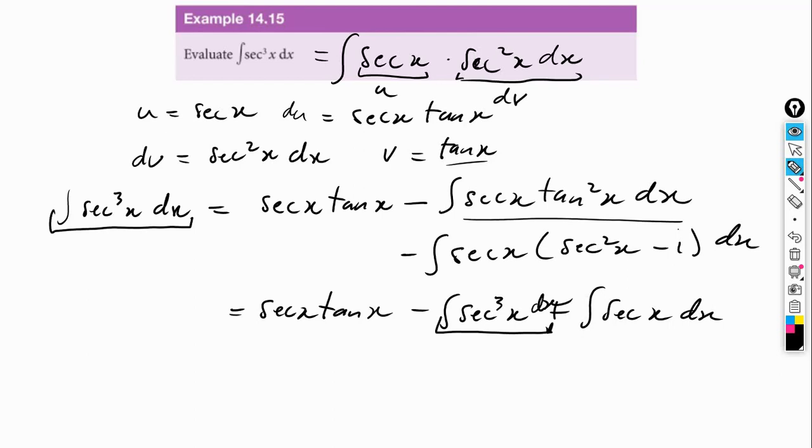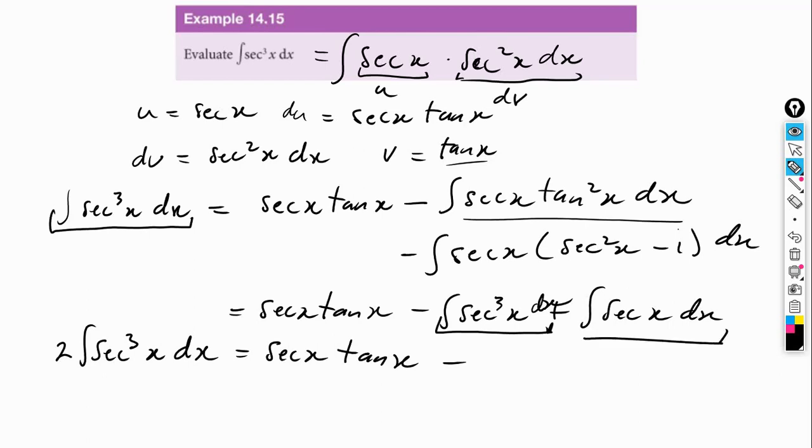So we could rewrite this as 2 times the integral of secant cubed of x dx is going to equal secant of x times tangent of x minus the integral of secant of x dx. But we already learned that this is equal to, this is a plus, not a minus, because this is gone. So plus the integral of this, which we already know, is natural logarithm of the absolute value of secant of x plus tangent of x. And then we say plus c.